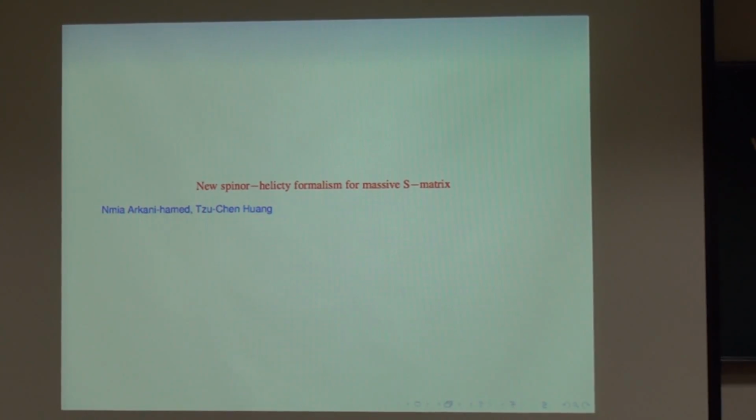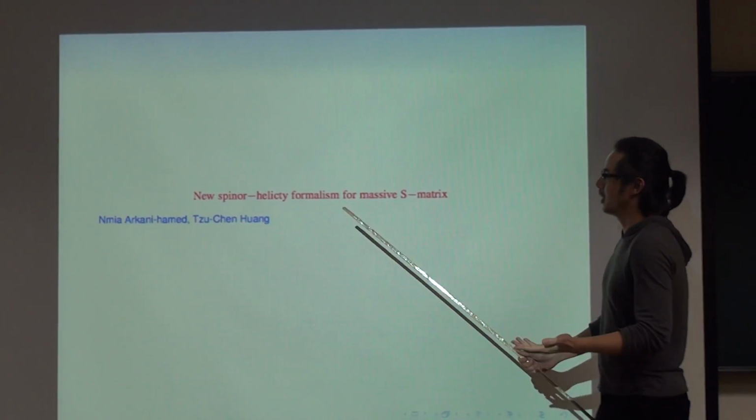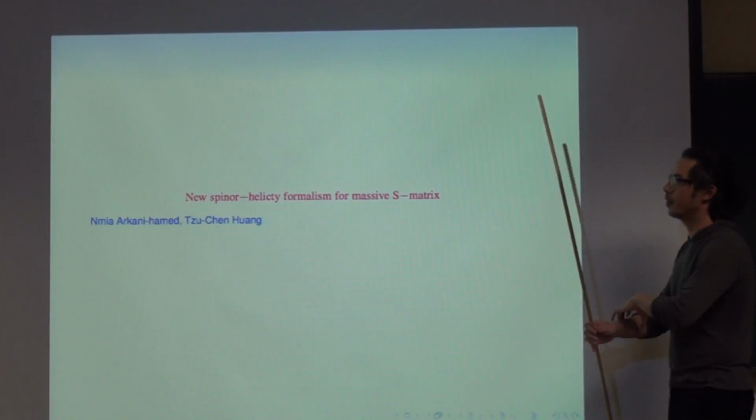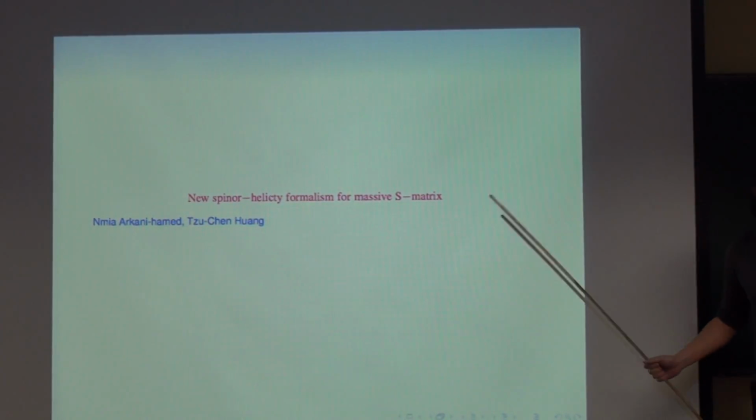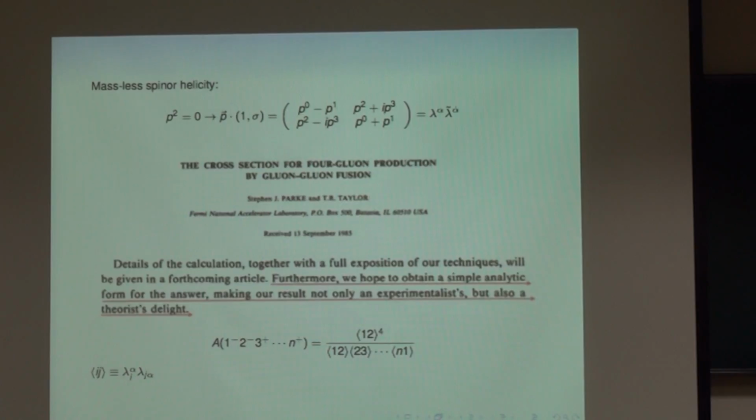So the first is, again, essentially, this is not the title of the paper, but what it's saying is that we have a new spinor helicity formula for the massive S matrix. This is work with Arkani-Hamed and also with Huang, who was an undergrad student with me and is now a grad student at Caltech.